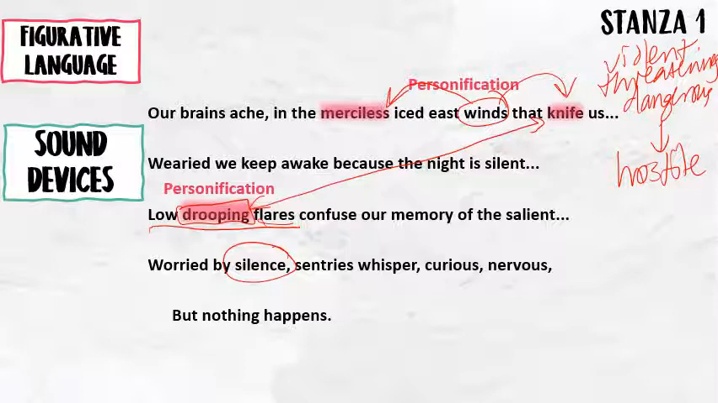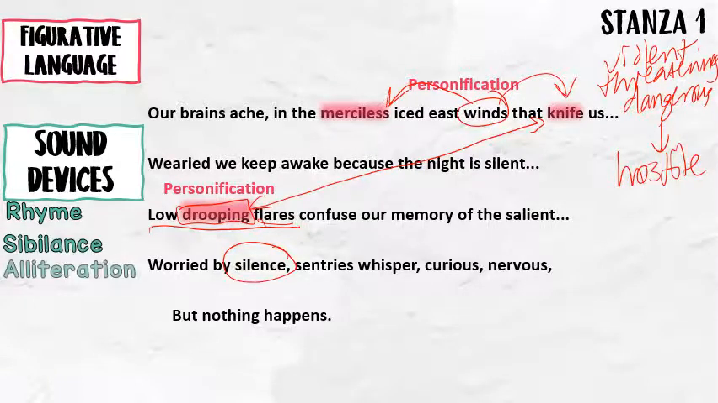Okay, so sound devices. We are looking at rhyme, sibilance, and alliteration. So in terms of rhyme, what's really interesting is, I don't know if you've noticed or not, but when we read it, I want you to get a sense of whether or not you think Owen is following a particular rhyme scheme.